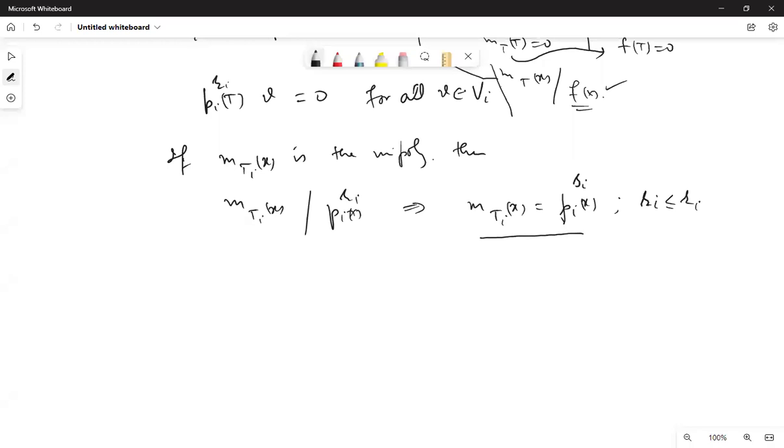So if this is so, then look at a polynomial f(x), which is Qi(x) into Pi(x) raised to the power si.